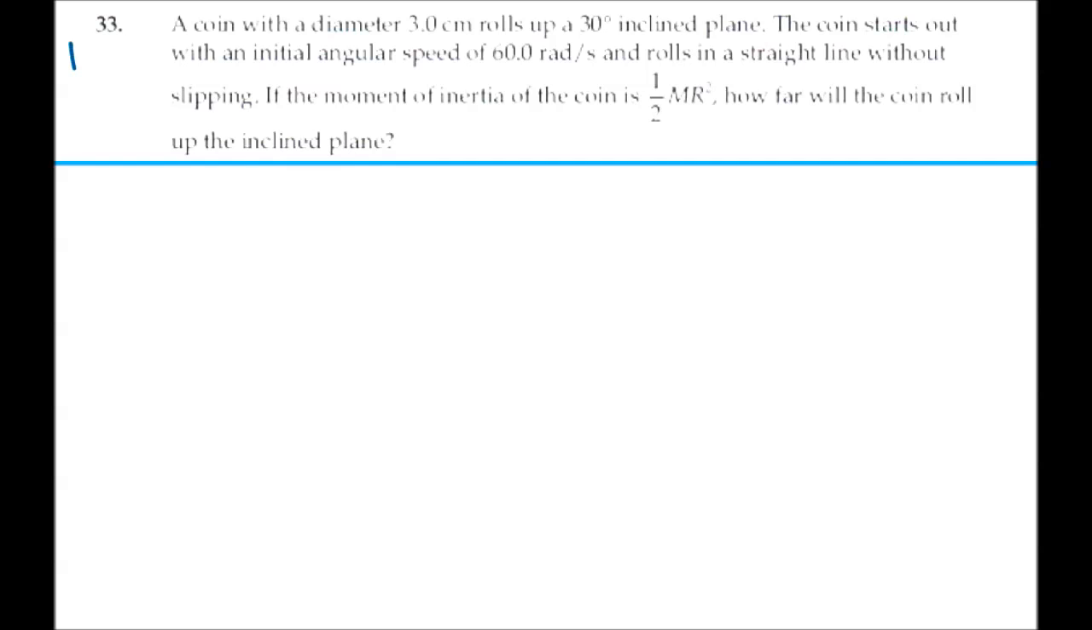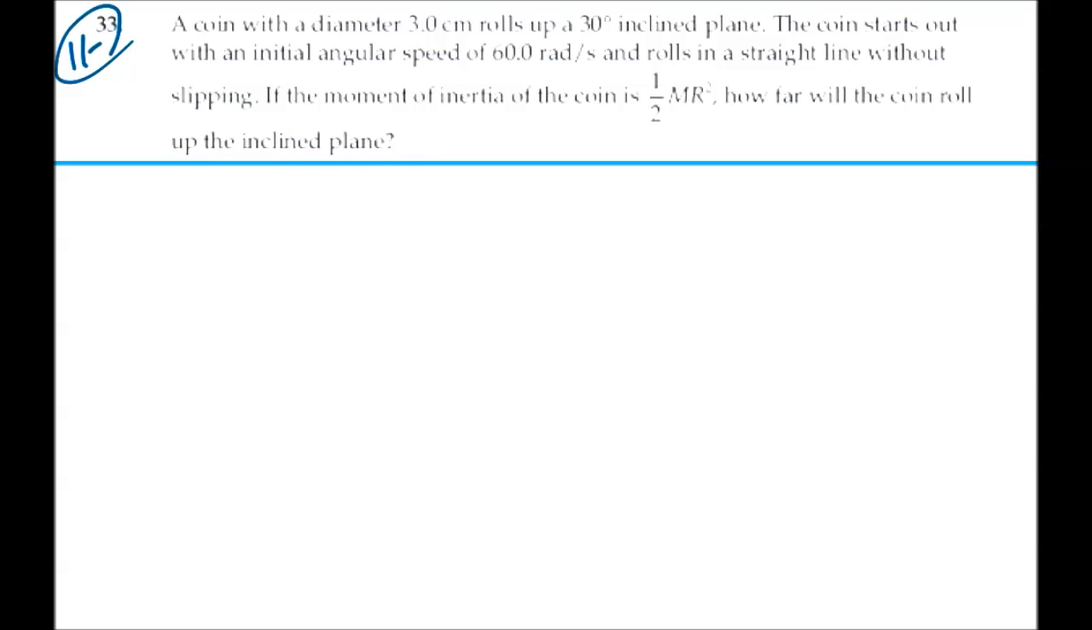Here's problem 1133. A coin with a diameter of 3 centimeters rolls up a 30-degree inclined plane. The coin starts out with an initial angular speed of 60 radians per second and rolls in a straight line without slipping. If the moment of inertia of the coin is 1/2 mr squared, in other words, the moment of inertia of a cylinder, how far will the coin roll up the inclined plane?